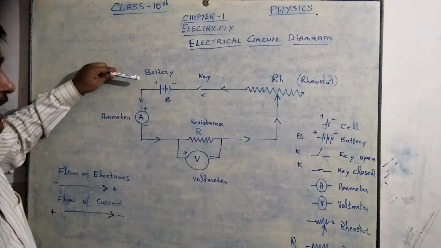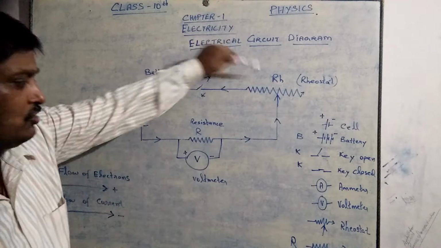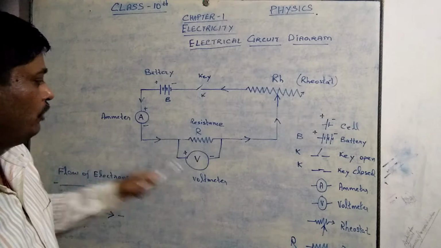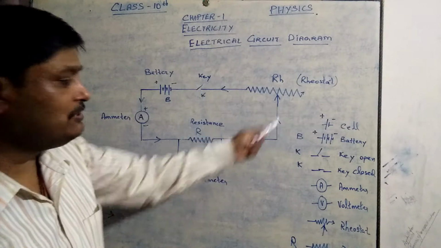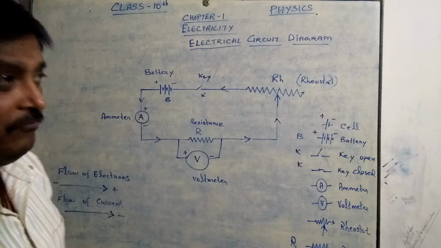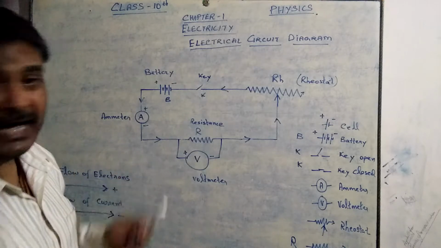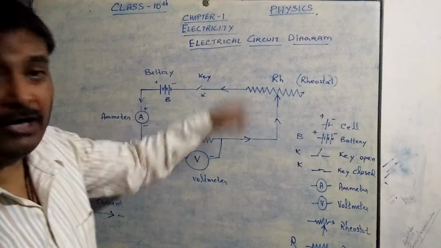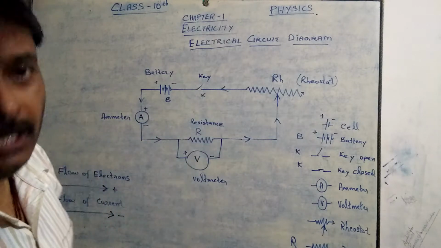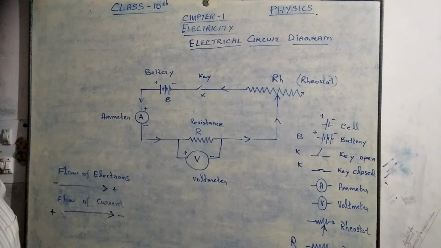Here you can see the battery, the key, the rheostat, the resistance, the voltmeter and the ammeter in the circuit diagram, and these lines are shown for the wires. First of all, the direction of current is always shown by this arrow sign, showing in what way the current is moving. Let us first know what the direction of current is.